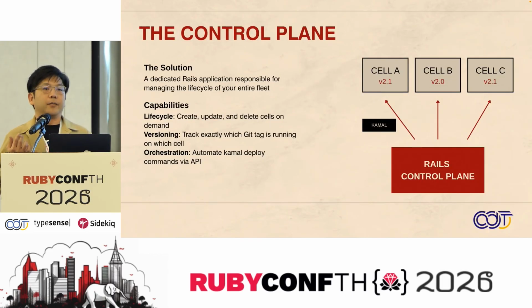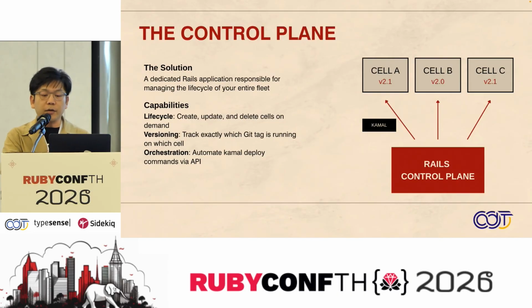Okay, well, that's for one server, right? And now we want to manage multiple cells. Then we need something else. Once we need more than one cell, we need something to coordinate them. That's where we develop a Rails control plane.